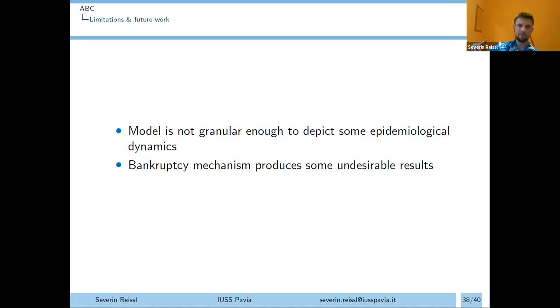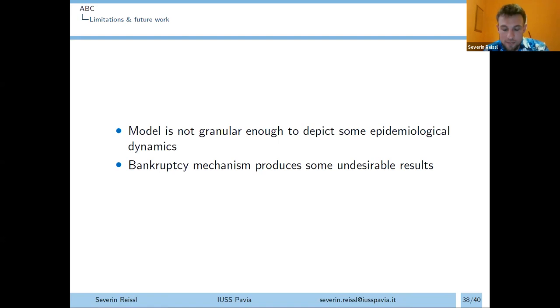Then the second point, coming back to Tiziana's comment and Domenico's comment, is that the bankruptcy mechanism produces some weird results, namely that keeping firms alive not only doesn't speed up the recovery, but actually slows it down, because the firms that come in to replace the bankrupt firms actually tend to produce more than the ones that were in the model beforehand. So these are the two major points that we are addressing in a revised version of the model.